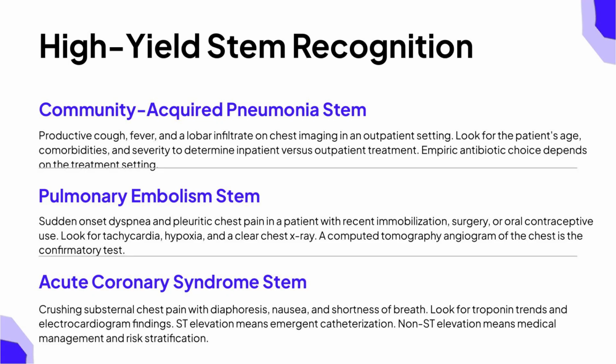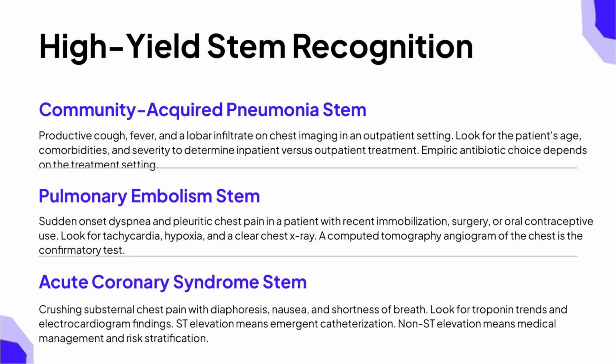For pulmonary embolism, the classic stem is sudden onset dyspnea with pleuritic chest pain in someone who was recently immobilized or is on oral contraceptives. The chest X-ray is often normal, which is a major clue. Computed tomography angiogram confirms the diagnosis.